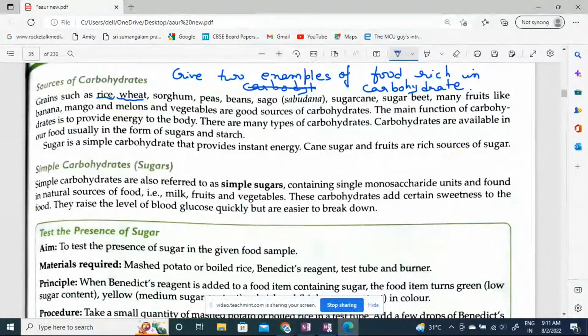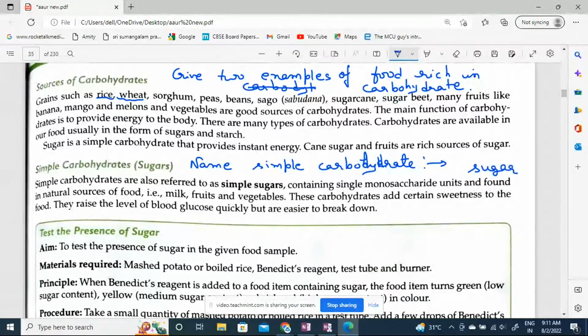Clear? Yes. Okay. Now, name a simple carbohydrate which gives instant energy. That is sugar. Now, next question.